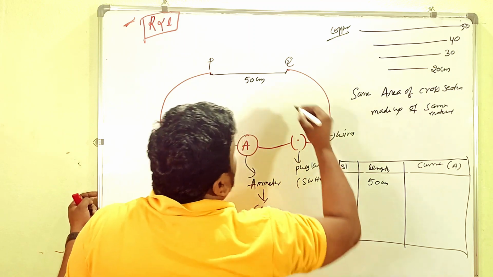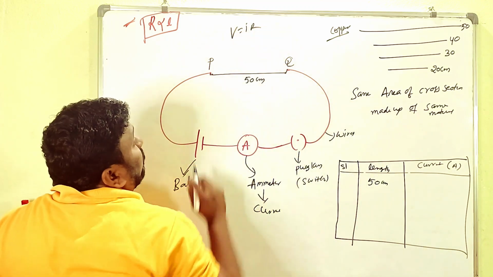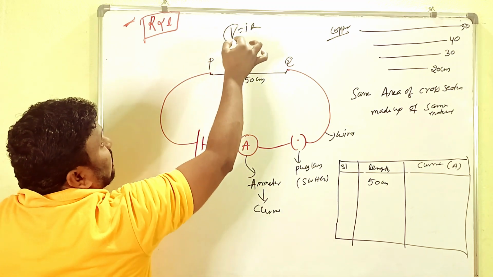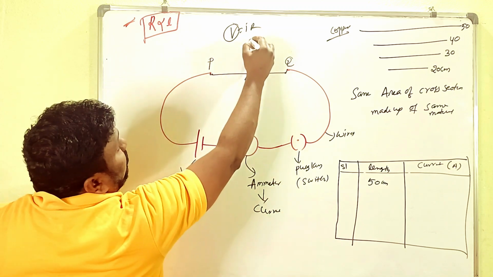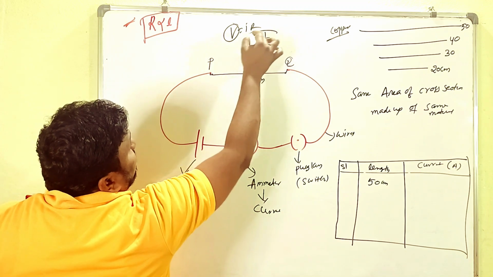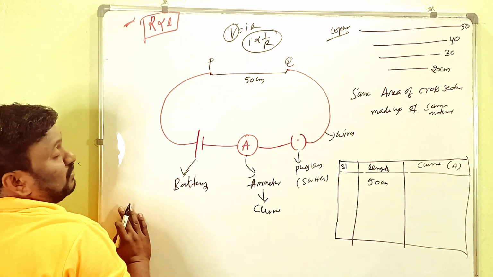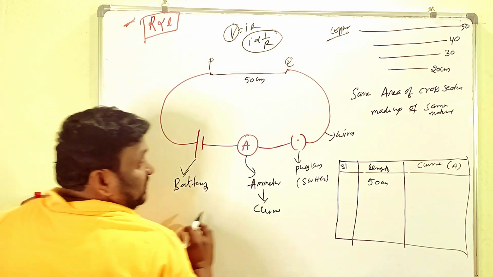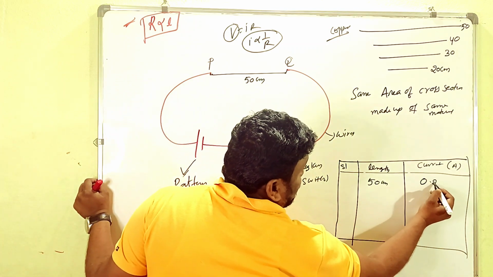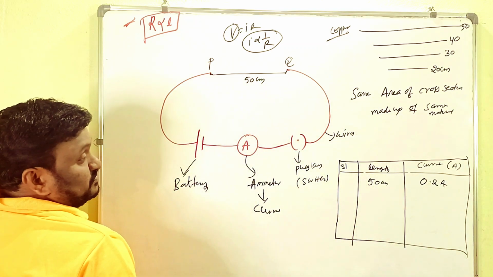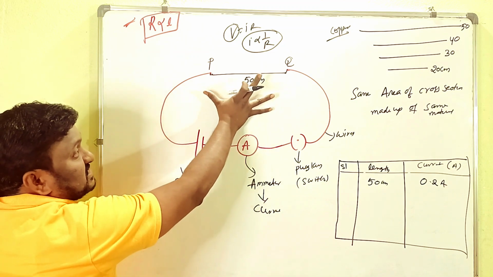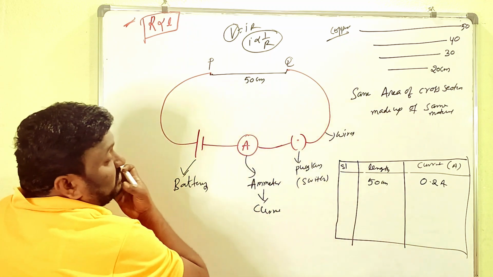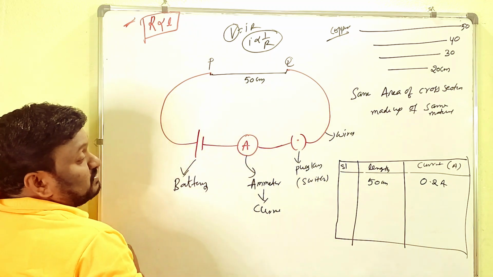So children, we know V is equal to IR. Here we are using the same battery, so the potential is the same. And I is proportional to 1 by R. When resistance is more, current is less. So here we are reading 0.2 amperes in the ammeter when we use the 50 centimeter wire in between these two.